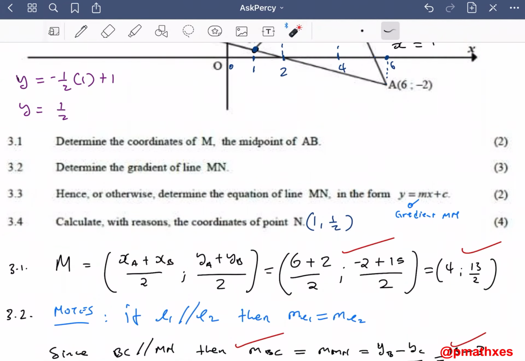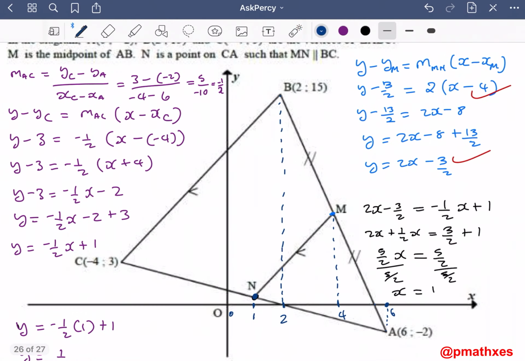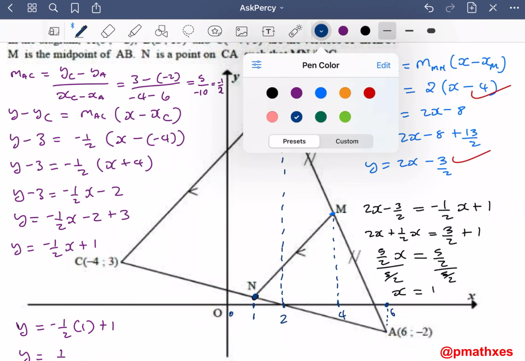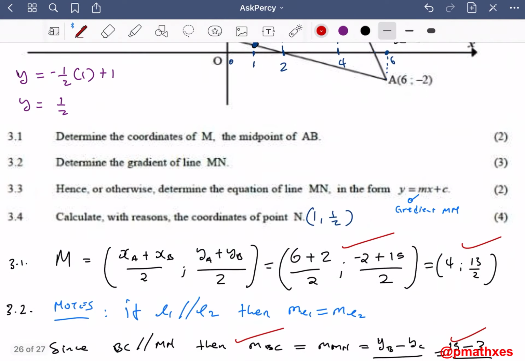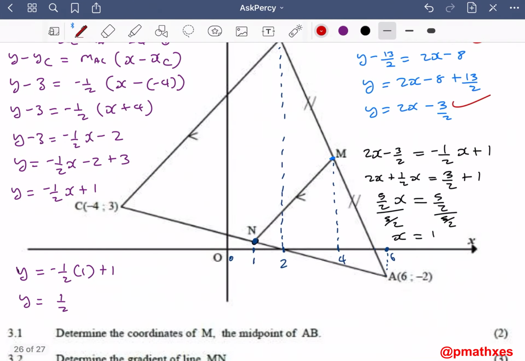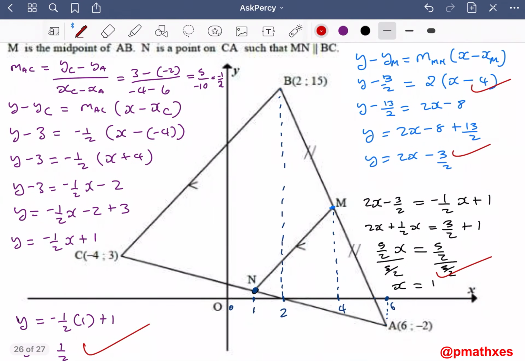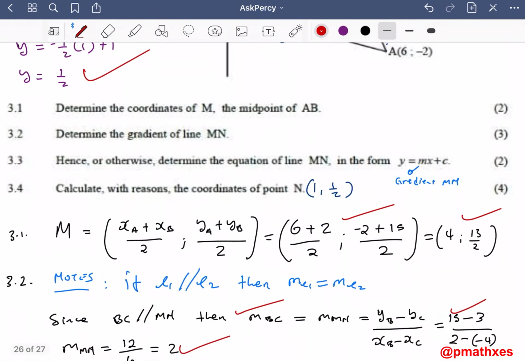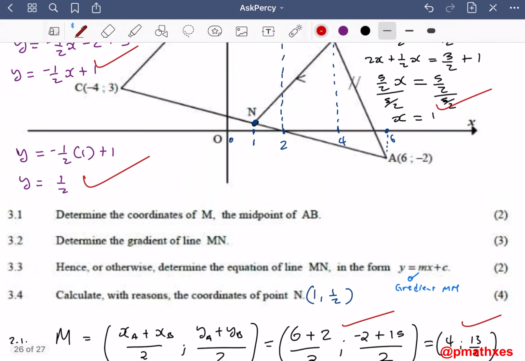Boom. How do you get your marks? Let me just show you how you get your marks. It's 4 marks, so of course there must be a mark for getting a half and getting a 1. And there must be 2 marks for getting the equation and substituting it right. That's how you get your 4 marks. All right, cool. That's how we do it.